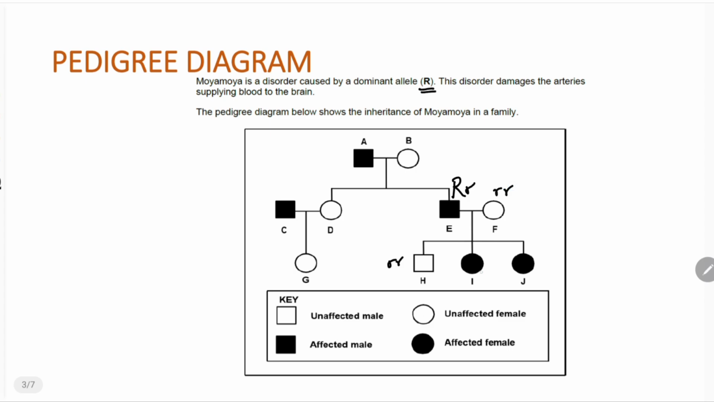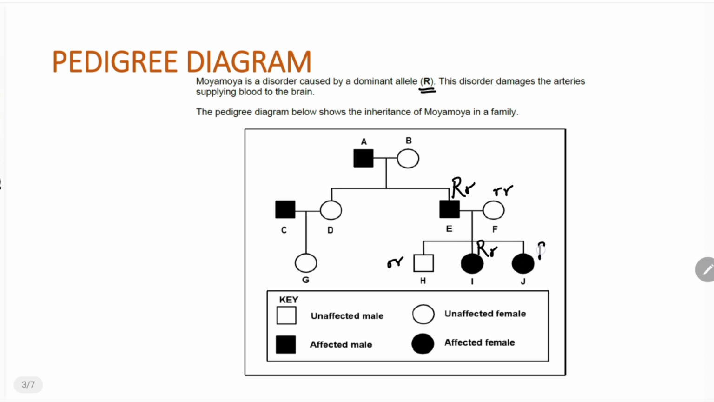Now let's come to individual I and J. And the genotypes for individual I and J are very simple to tell, simply because individual I has moyamoya. So she must have a capital letter R. And this capital letter R can only come from individual number E, who is the paternal origin. But since individual number F is homozygous recessive, individual number I can only be heterozygous for moyamoya. Capital letter R coming from father E and small letter r coming from mother F. The same will also apply for J.